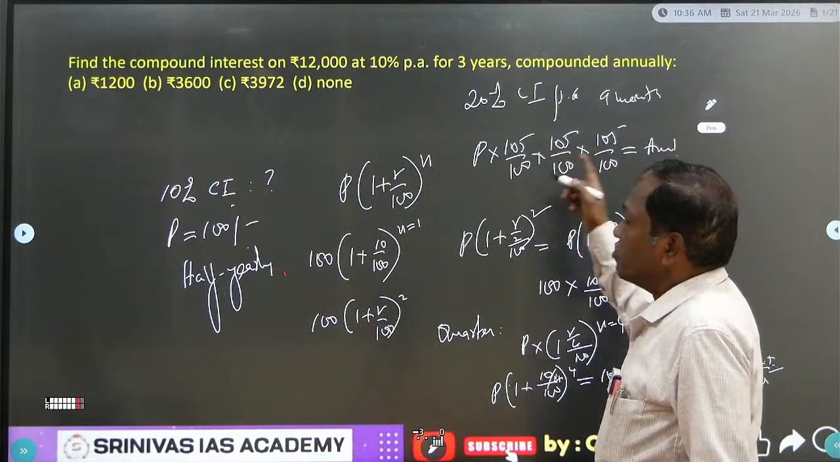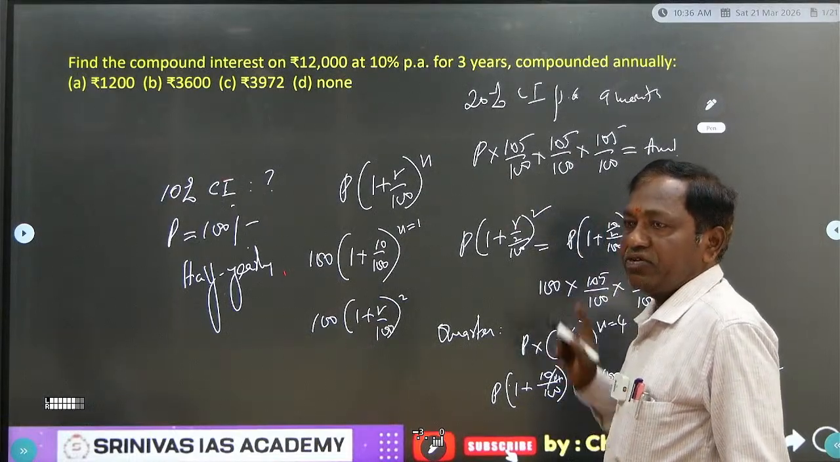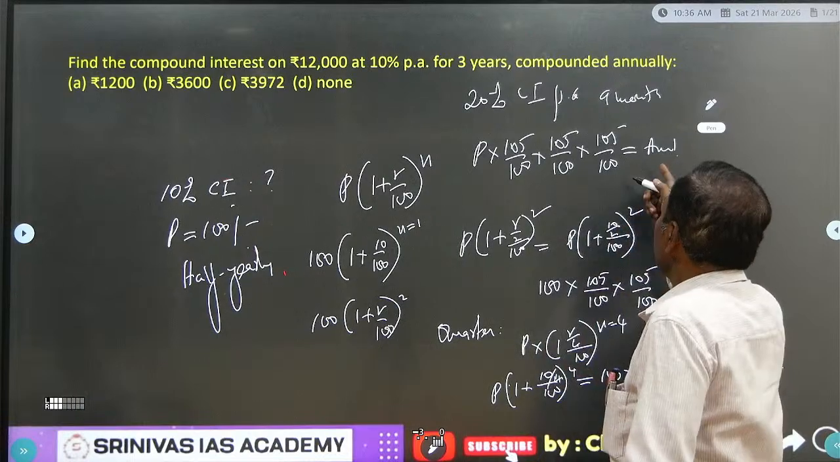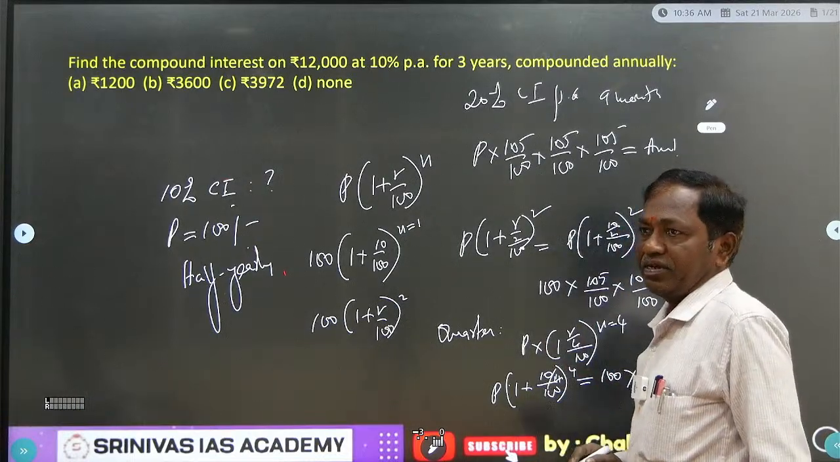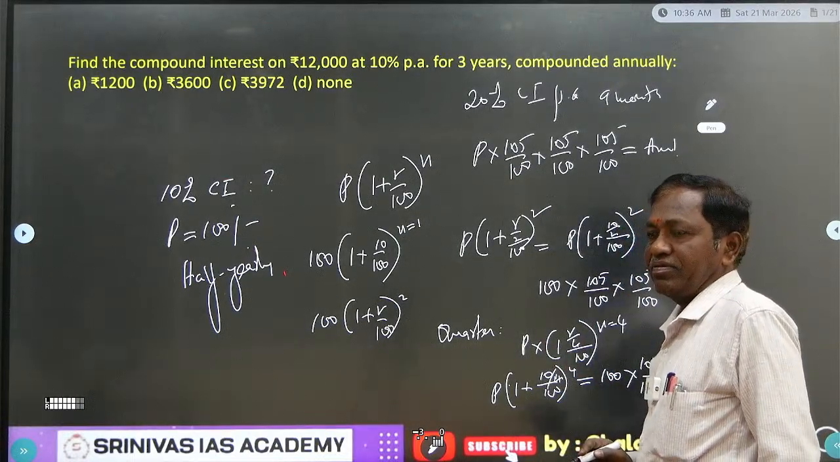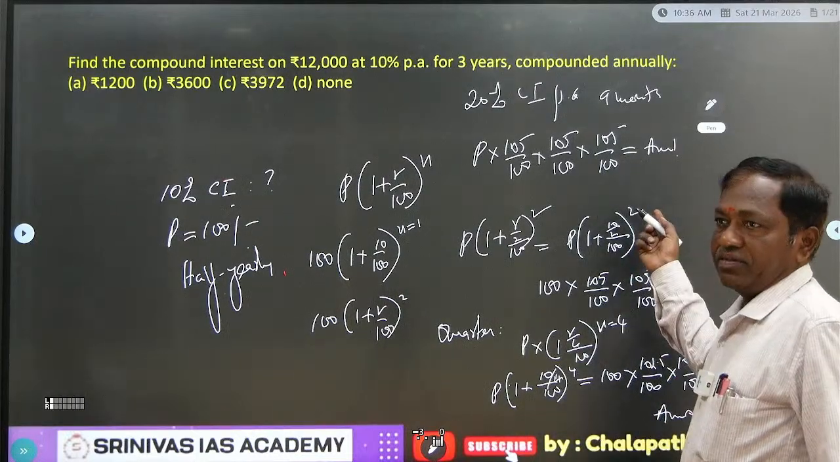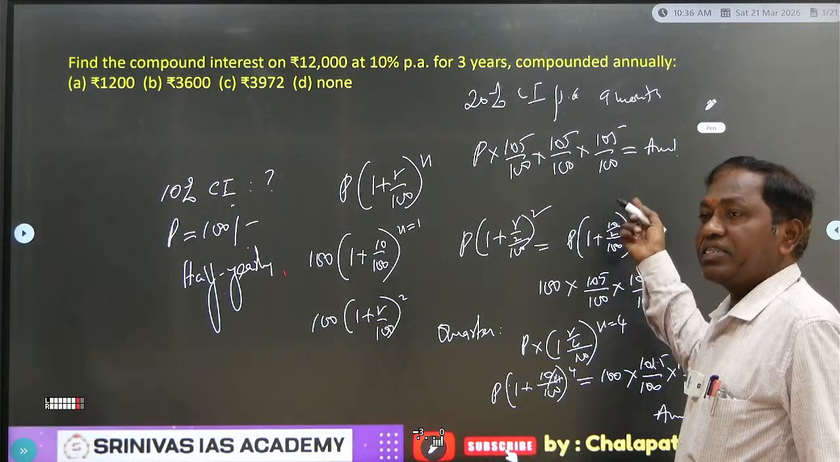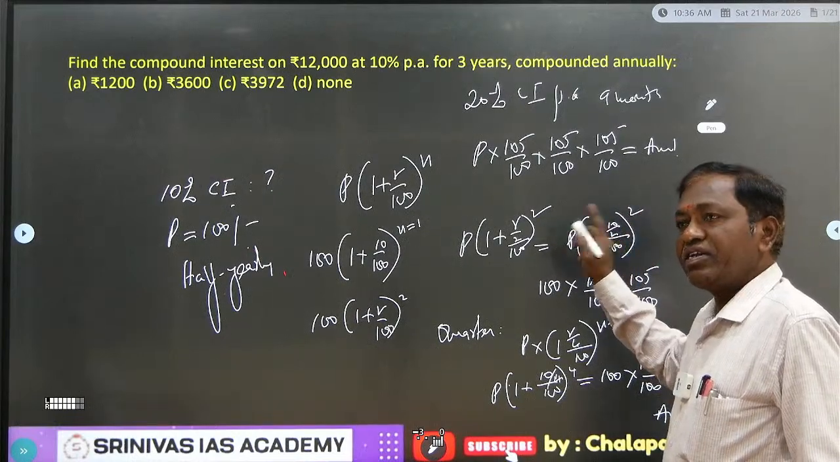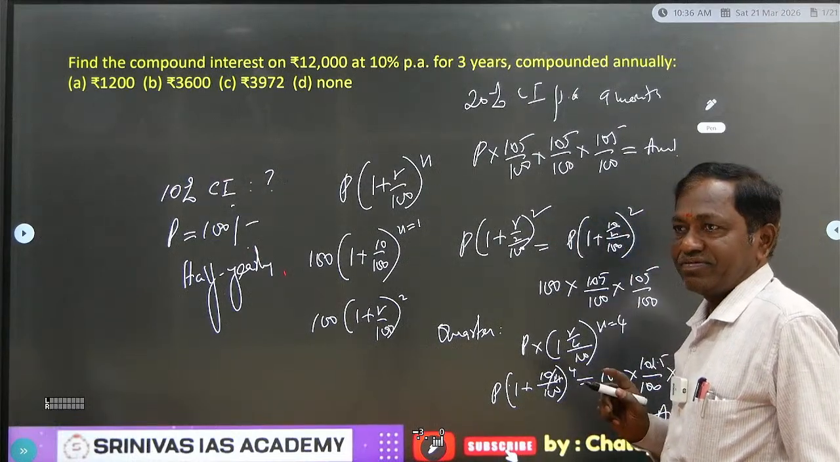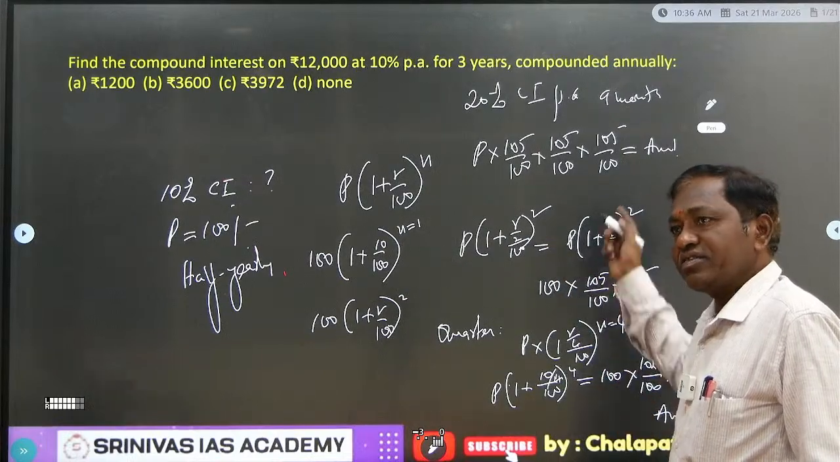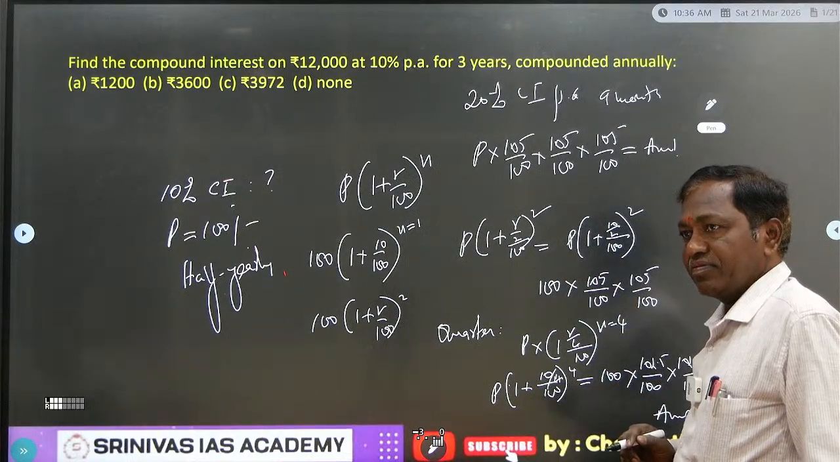P is also included, interest is also included. Then you get the amount. What is the simple interest? Amount minus principal. If you do again 105 by 100, we will get it for 1 year. But that is not the method. For 1 year, directly you have to put it, because this is costly. We should do it only once.